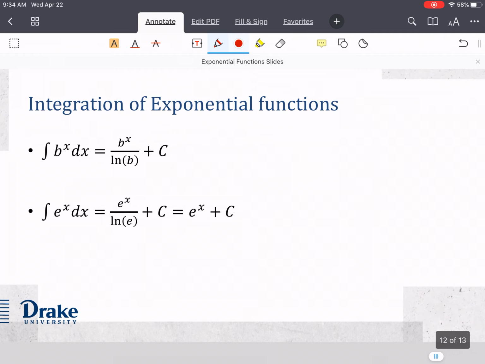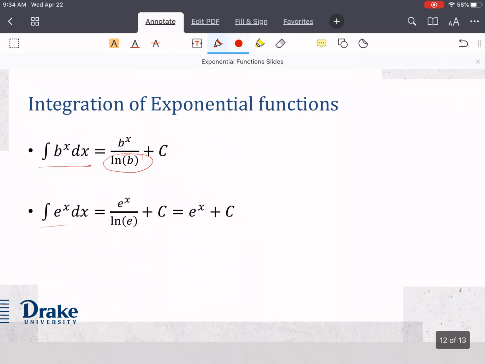So now we take a look at how to integrate exponential functions. The way we integrate them is we take the integral of b to the x dx. It's always b to the x over ln b plus c. And you realize ln b comes from what we just had, because the derivative of it is ln b times that. So the integral of it must be the reverse order. So instead of multiplying by ln b, you divide by ln b.